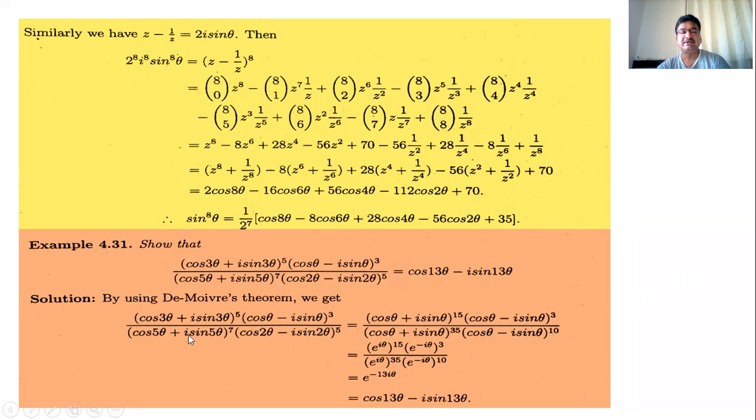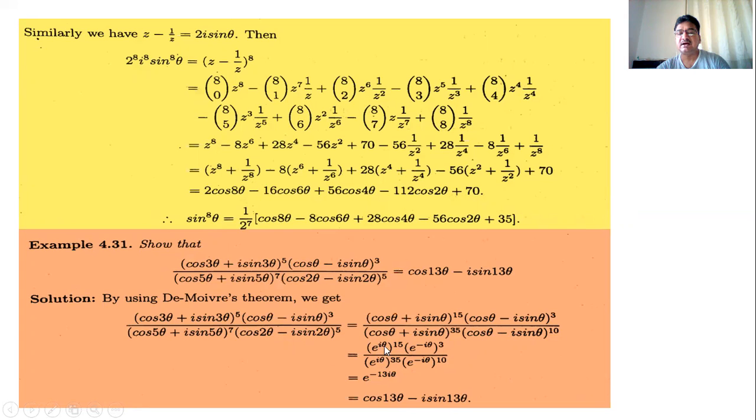Cos 5 theta plus i sin 5 theta is cos theta plus i sin theta raised to 5, raised to 7, is 35, 7 into 5. And here cos 2 theta minus i sin 2 theta is cos theta minus i sin theta raised to 2, raised to 5, becomes raised to 10. And this is e raised to i theta raised to 15, in the exponential form. Cos theta plus i sin theta is e raised to i theta. This is e raised to minus i theta, cos theta minus i sin theta. Similarly here, e raised to i theta raised to 15 divided by e raised to i theta raised to 35. x raised to m divided by x raised to n is x raised to m minus n. 15 minus 35. Okay, right?